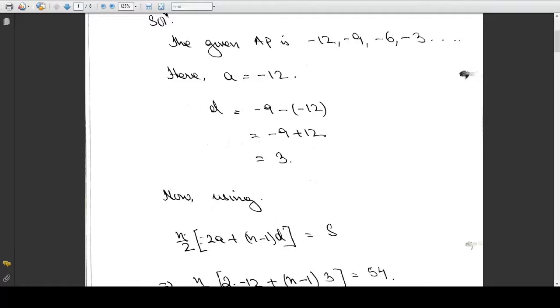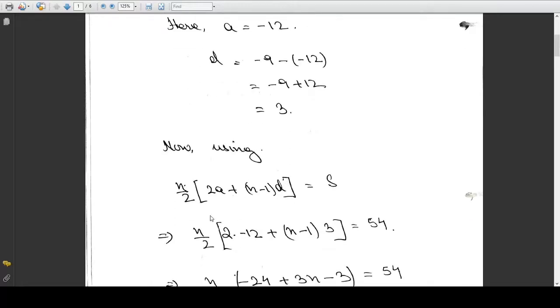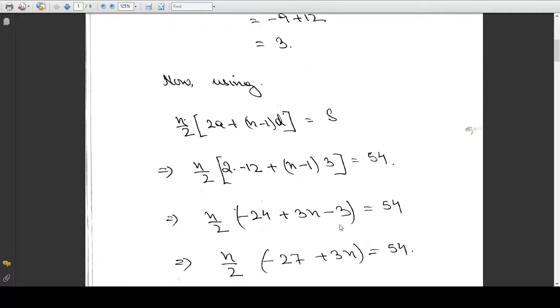Now using the formula for finding the sum, S_n equals n by 2 times (2a plus (n minus 1)d). Substituting the values of a and d, n by 2 times (2 times -12 plus (n minus 1) times 3) is equal to 54, as given in the problem. Now 2 multiplied by -12 is -24, 3 multiplied by n is 3n, 3 multiplied by 1 is 3. This is minus, this is plus, and the constants are added. Minus 24 minus 3 is minus 27, plus 3n equals 54.